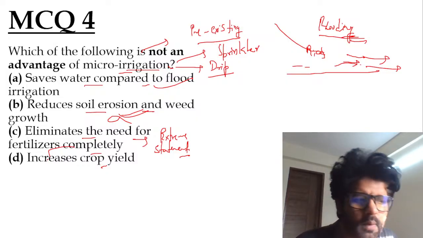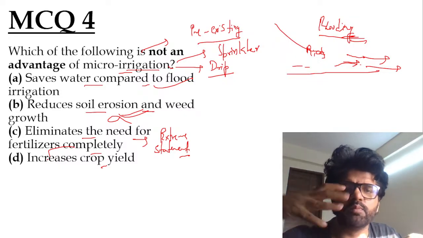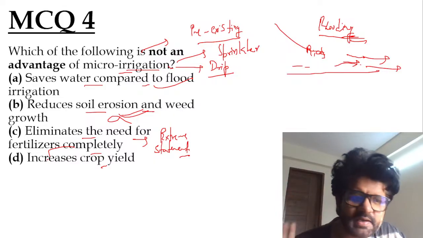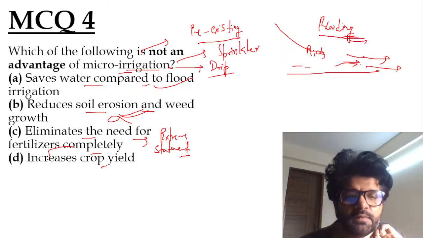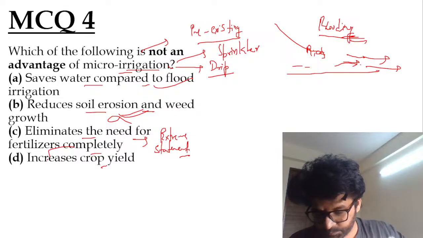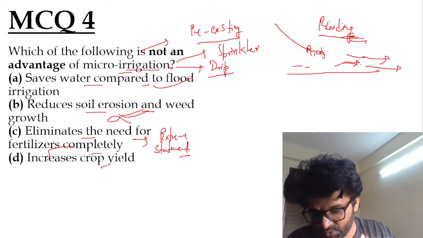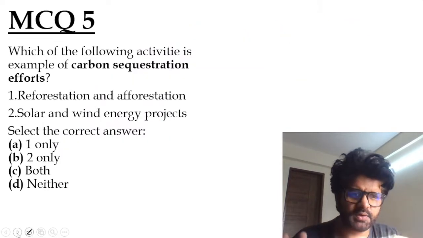It can increase crop yield. If there is flooding, you need more resources. Maybe now you will need less fertilizer, less pesticide, etc. So it can increase crop yield. But how will it eliminate the need for fertilizer completely? So C is the extreme statement. Cool. So the answer is C. Hope you understood. Again, we'll talk about micro irrigation later on.